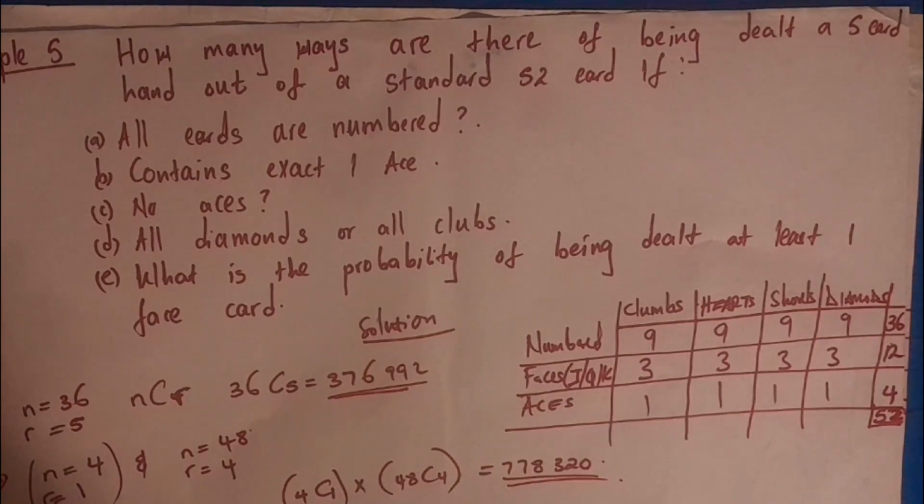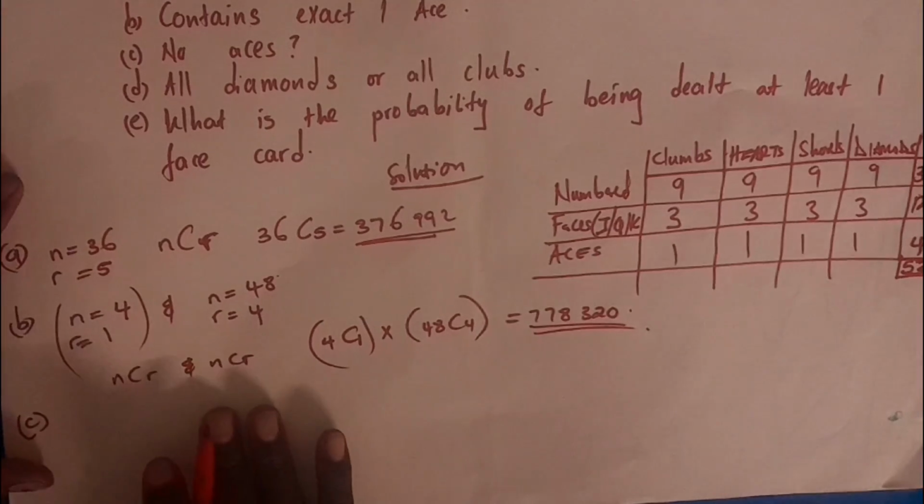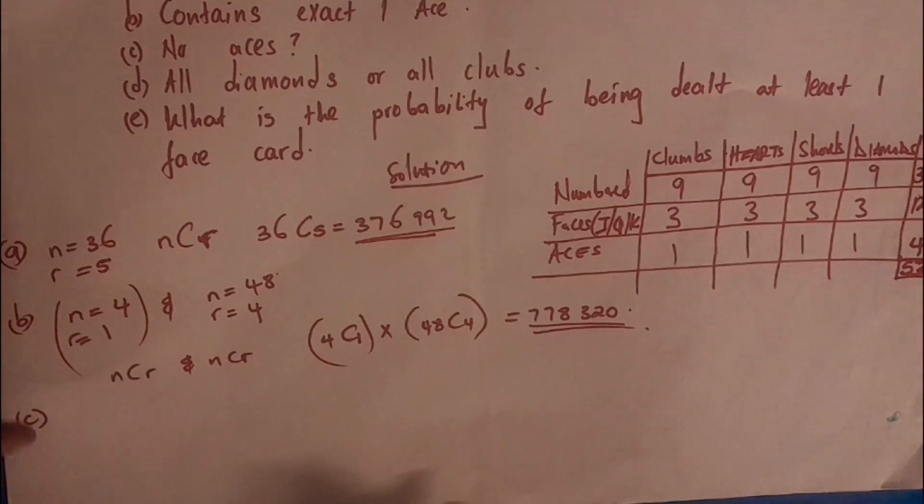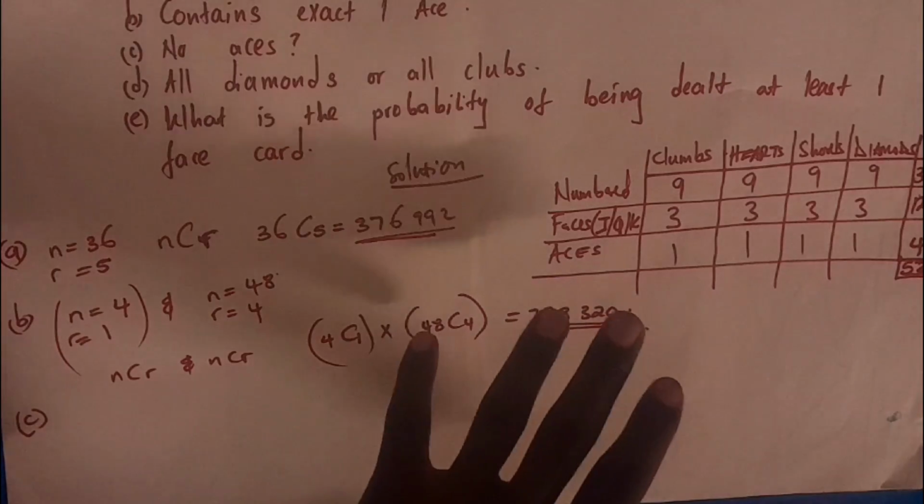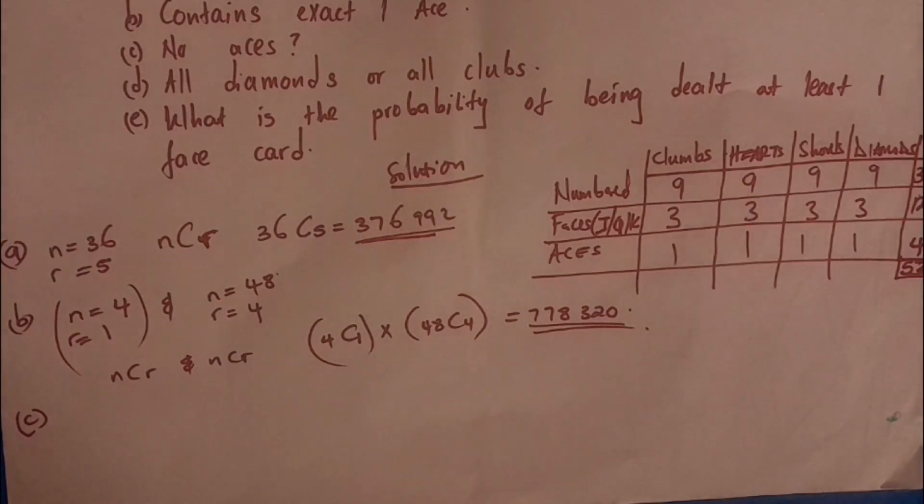Now let's go on to C. C says all are diamonds or all are clubs. Now they are saying that on those 5 cards which we are going to choose, all of those 5 cards are diamonds, or all of those 5 cards are clubs.